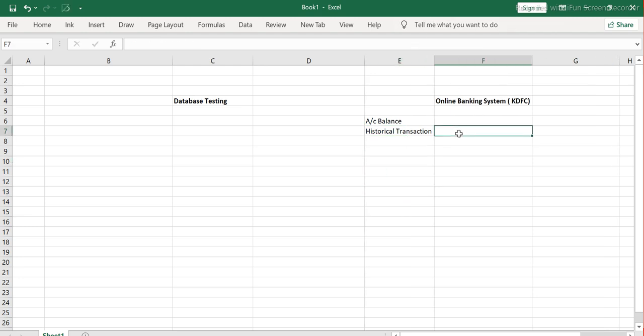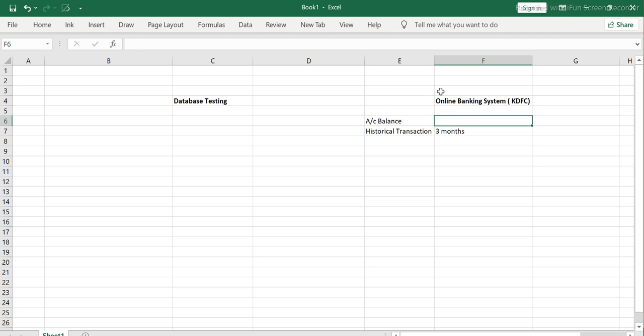3 months basically. Older than that, you cannot see, and that will be in some other places. And what other information can you see? The current account balance and other information, right?